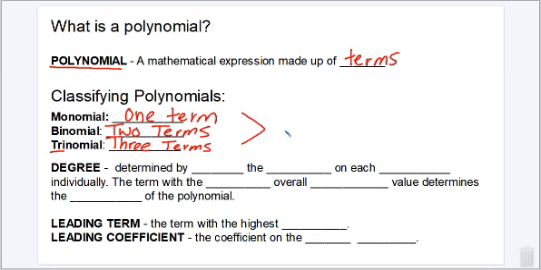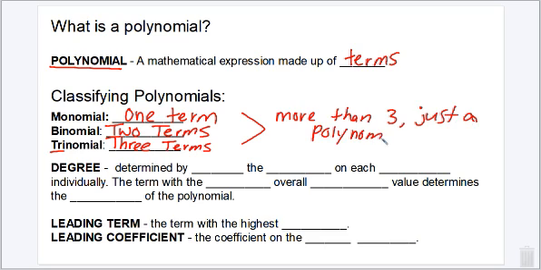Anything more than this is just a polynomial. I should have made a note of that, so we'll make it out here. So if it has one or two or three terms, it's specifically called a monomial, a binomial, or a trinomial. If it has more than three terms in it, then you just call it a polynomial, period.